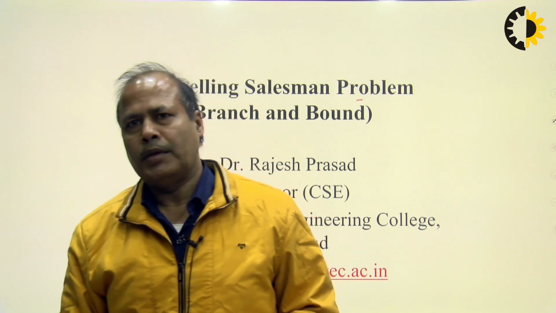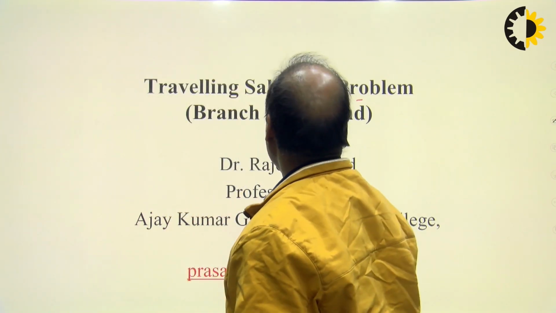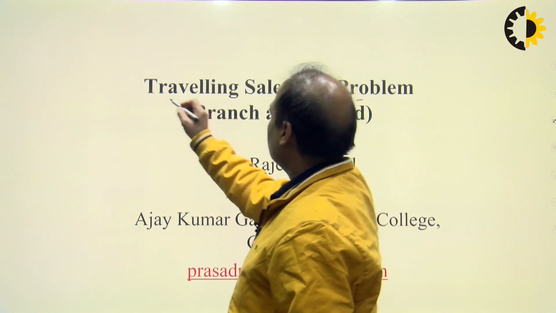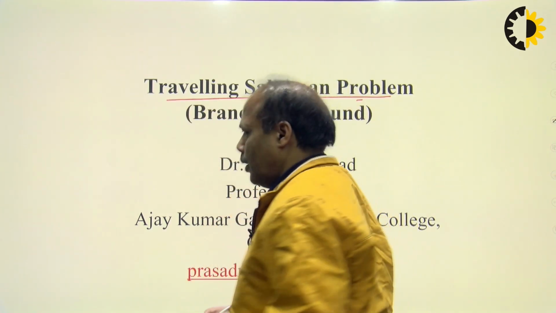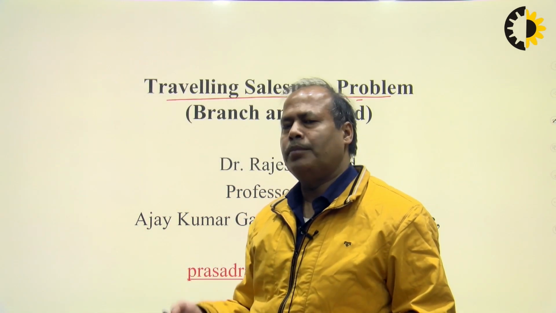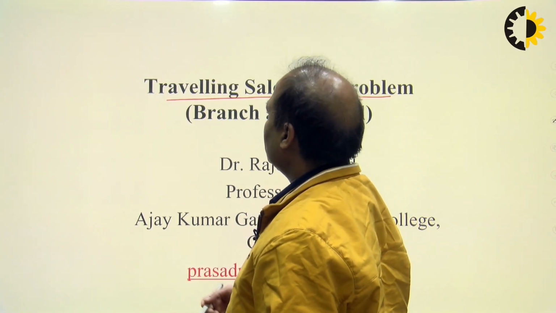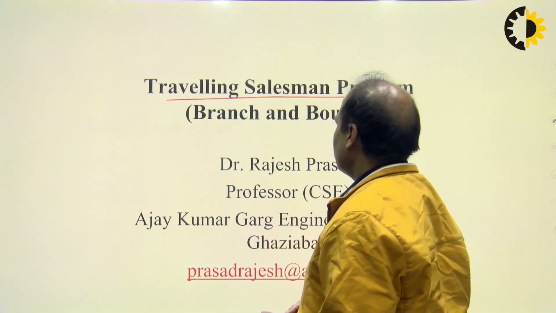I am going to discuss the traveling salesman problem using the branch and bound approach. This TSP is a very classical problem, and it almost comes into the category of NP-hard problems. It is not solvable in polynomial time. That's why we try to find various solutions for this problem.